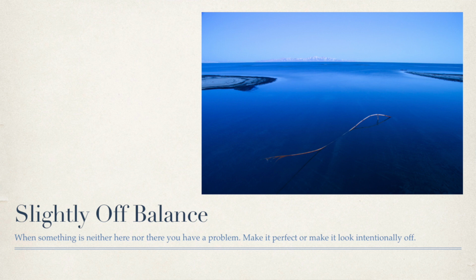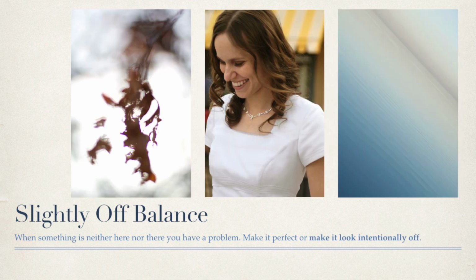Let me show you some examples of what happens when you really push those limits. So here we have blatantly out of focus, way off center, and a horizon line that's way off level, but at the same time, they work, and they work really well. So as you're out there shooting and you're playing with this principle of balance, the challenge that I give you is to push the limits of balance, but be intentional about it.